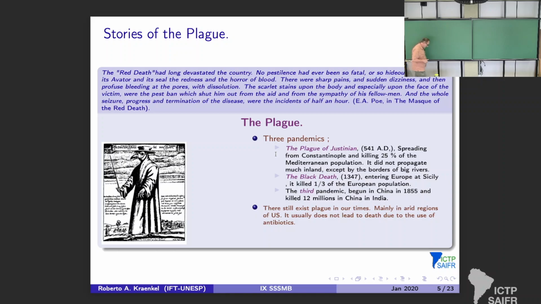And there is a person, a scientist from the Institut Pasteur, called Alexandre Yersin, who discovered the etiological agent of plague, of bubonic plague. This work was done in what is today Vietnam, that's the French Indochina, and he was able to discover this.